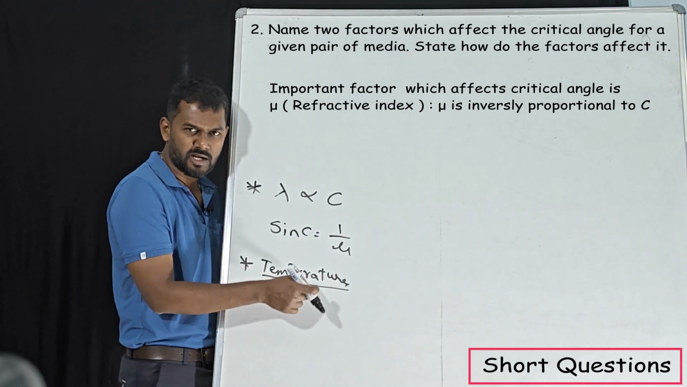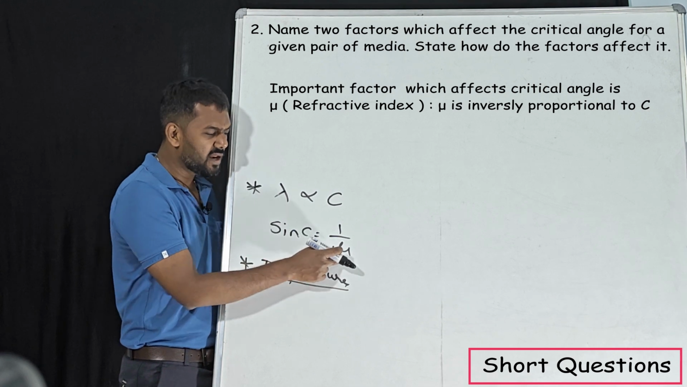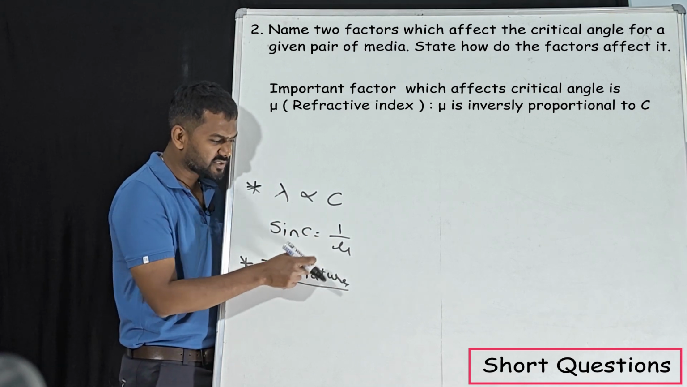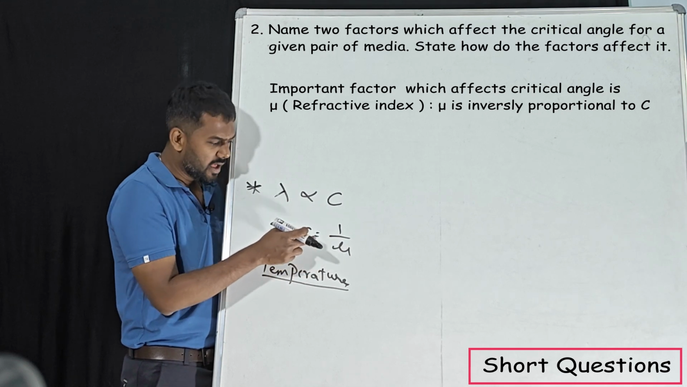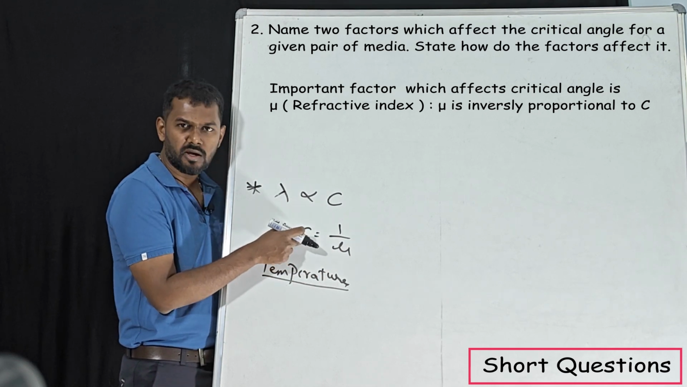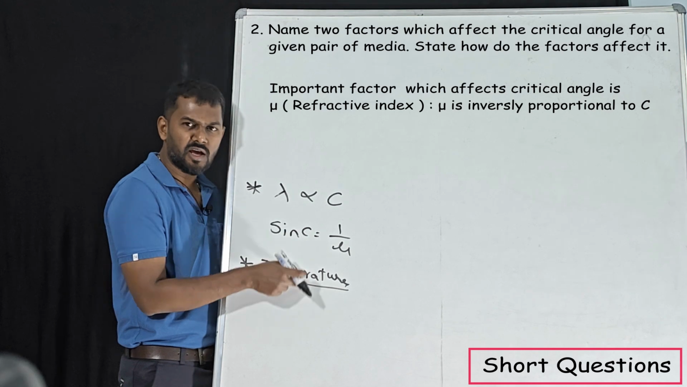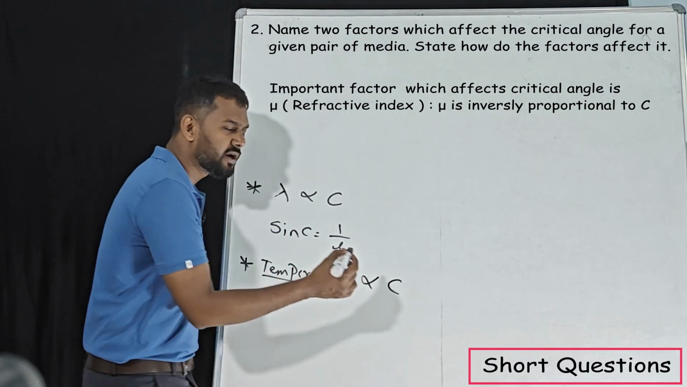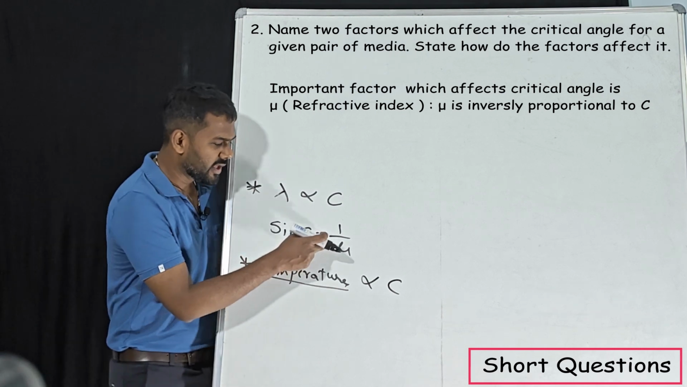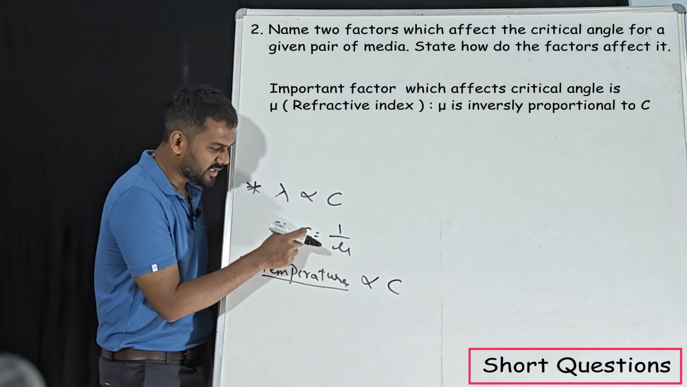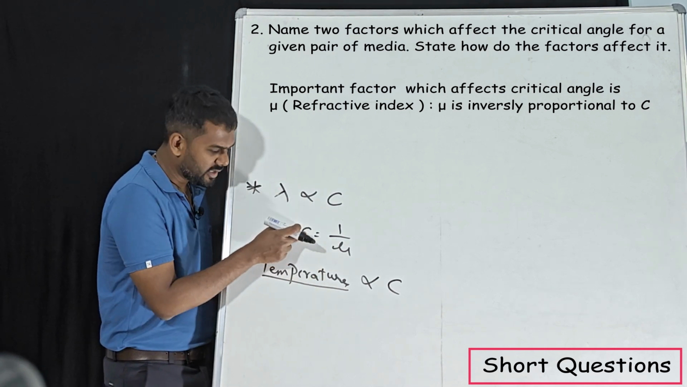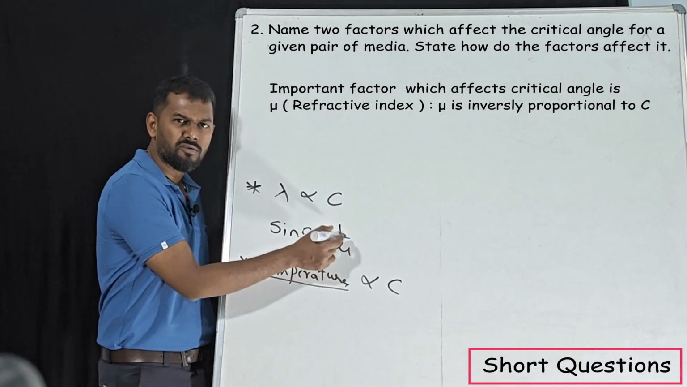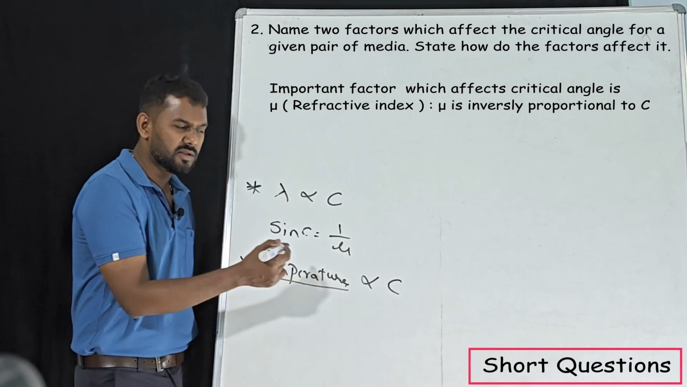These two are enemies, correct? The critical angle and refractive index are already enemies. Temperature is the enemy of refractive index, and refractive index is the enemy of critical angle. So critical angle is a friend of temperature. That means temperature and critical angle are directly proportional. If these two are inversely proportional and these two are inversely proportional, these two will be directly proportional. Understood? So in the middle, what do we have? Refractive index, correct?